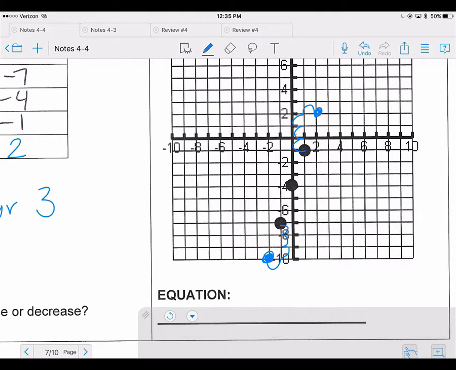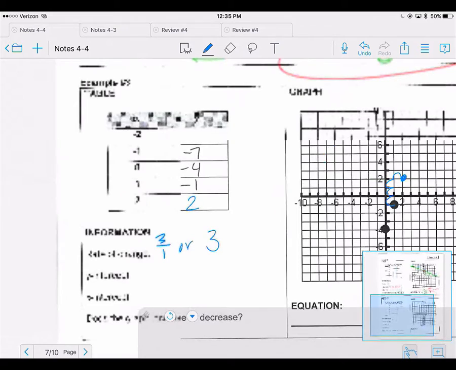Remember, if you do the other way, you have to go the complete opposite. But I now have the point (-2, -10).